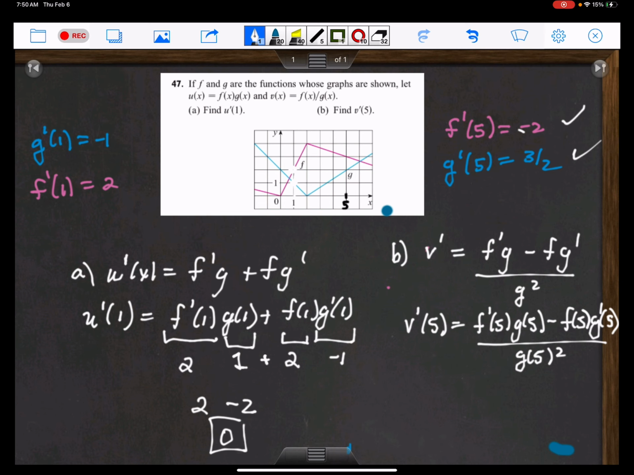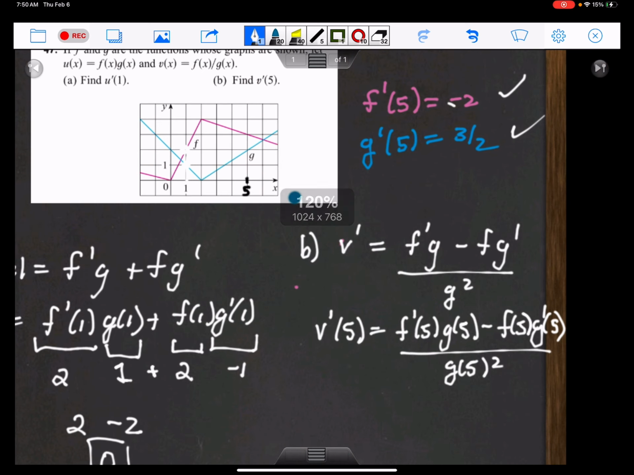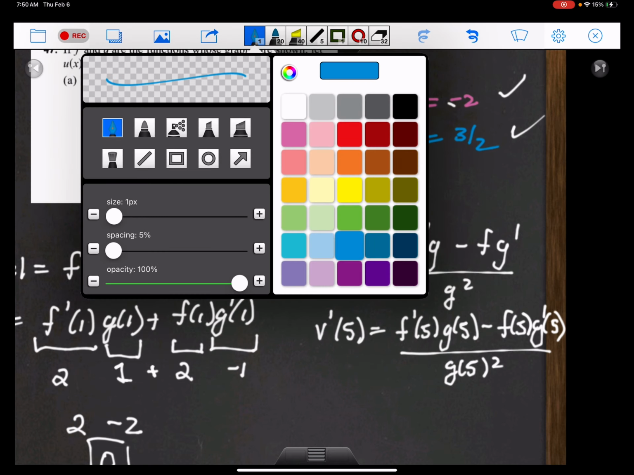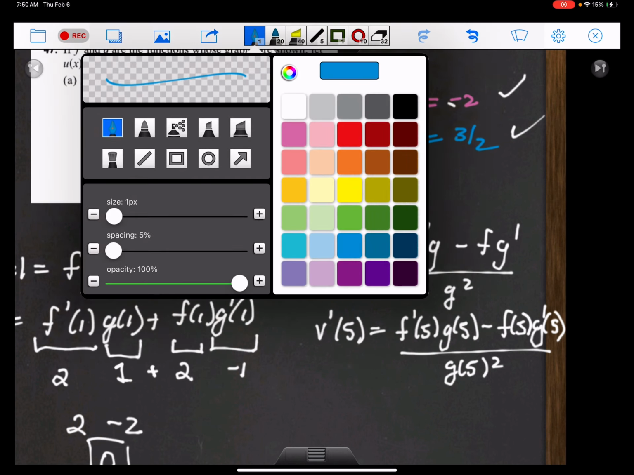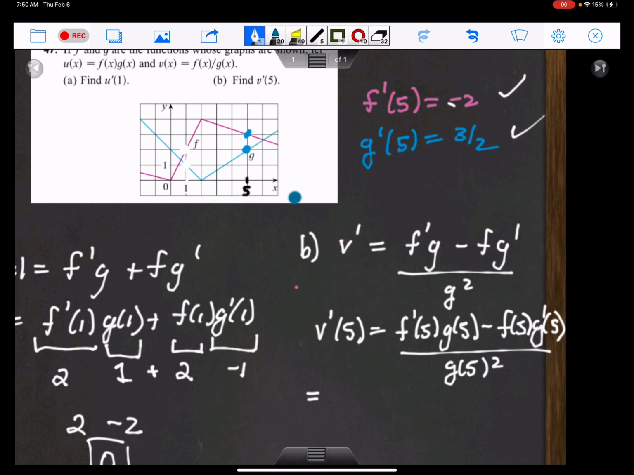So we have the slopes and the derivatives. So let's now figure out the value of f and g at 5. So g of 5 is 2, right here. See that? And f of 5 is 3. So we come over here and we plug in. We get f prime of 5 is -2, g of 5 is 2, minus f of 5, which is 3, times g prime of 5, which is 3/2, all over g of 5, which is 2 squared. That's it.